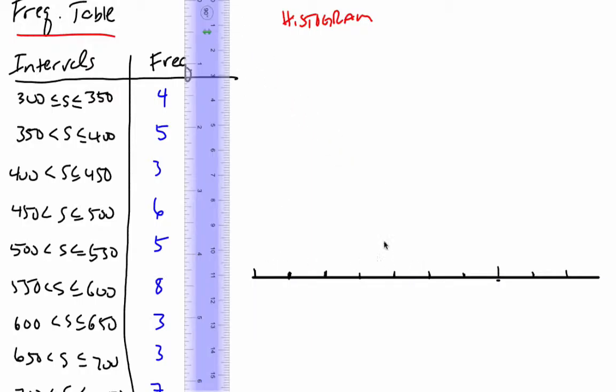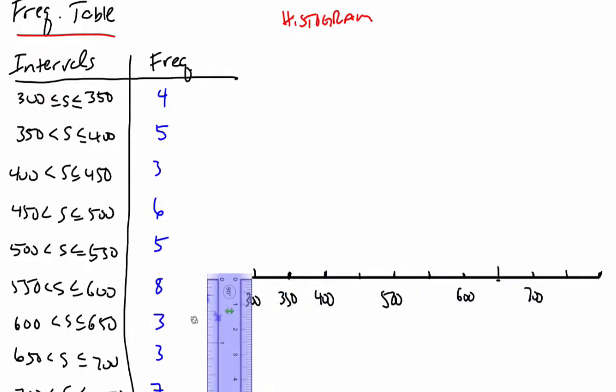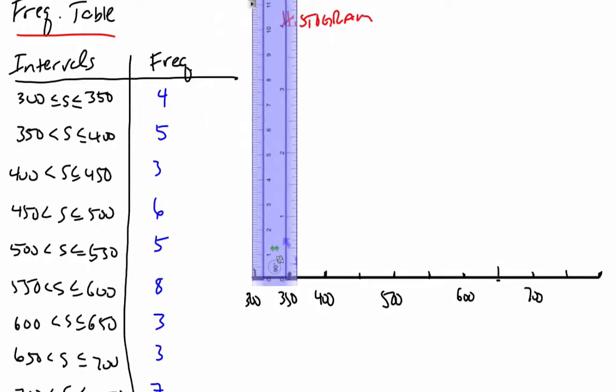Once I have it, then I go along here and label. I do not have to start at 0. I'm going to start, this is 300, 350, 400. It does take a little bit of care to do this properly. I'm also then going to have to do some measuring up the grid as well.